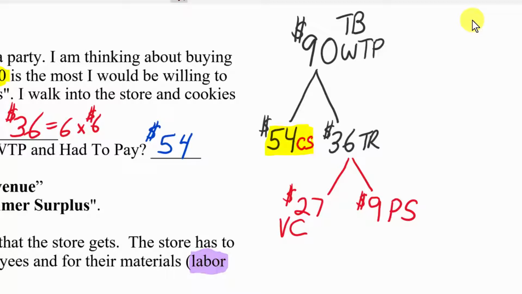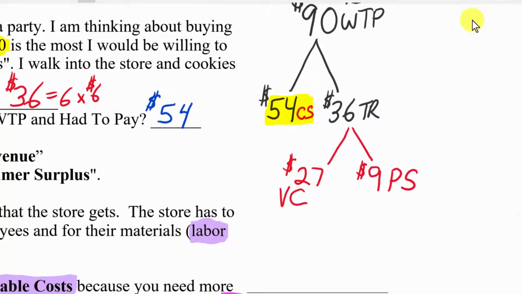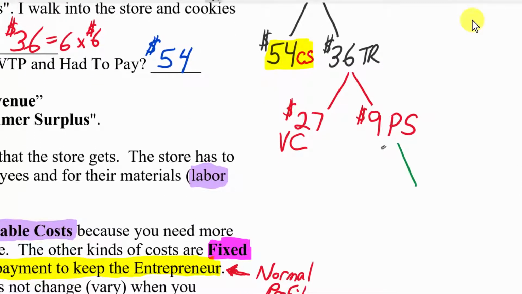Now, let's think about what this business is going to have to do with that $9 in producer surplus. Producer surplus is not the same thing as profit. This is one of the most commonly misunderstood things about this topic. People think producer surplus must be profit. But remember, there's another kind of cost we have to pay. So this producer surplus has to get split into two parts. Part of it has to go to pay fixed costs, which we haven't paid for yet. And then, after you take that $9 and you pay the fixed costs, if there's still any money left over, then and only then do you have a profit.